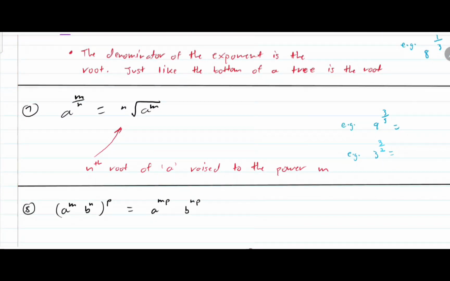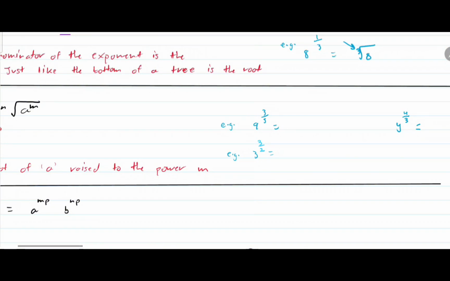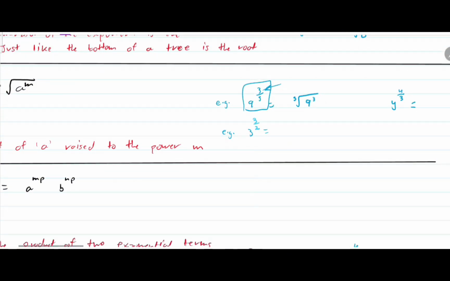All right. What if I have a fractional power now, where my numerator is probably not 1? Well, same concept applies. The bottom, that denominator right there, is going to be the root, right? So if I have 9 raised to the power of 3 over 5, that's going to be the 5th root of 9 raised to the 3rd power. Okay, what if I have 3 raised to the power of 3 over 2? That's going to be the square root of 3 raised to the 3rd power.